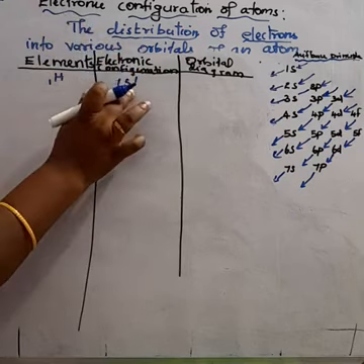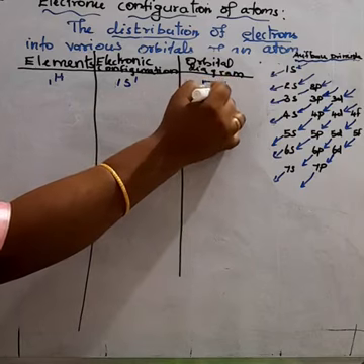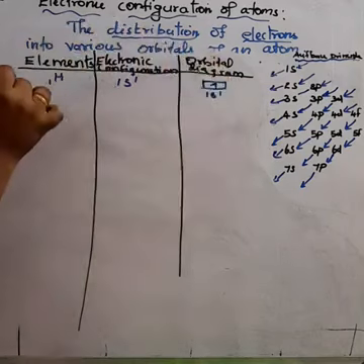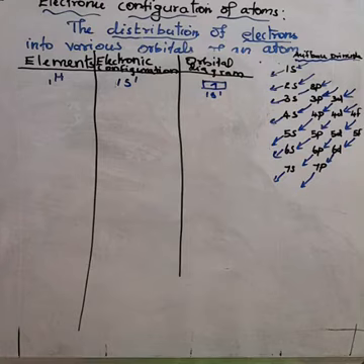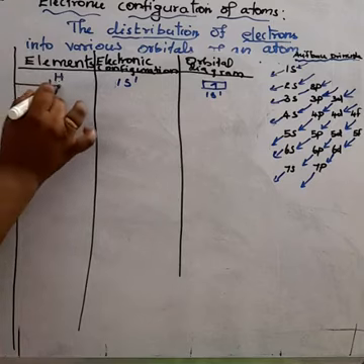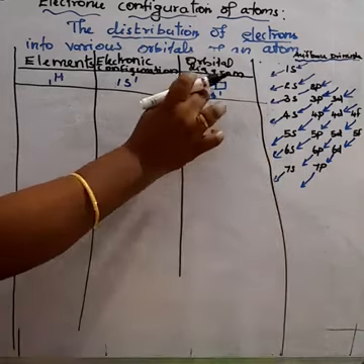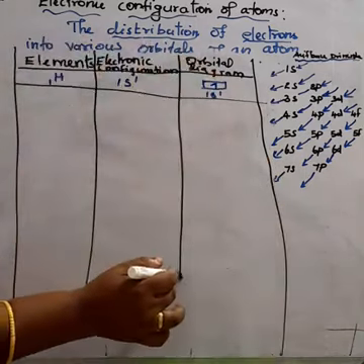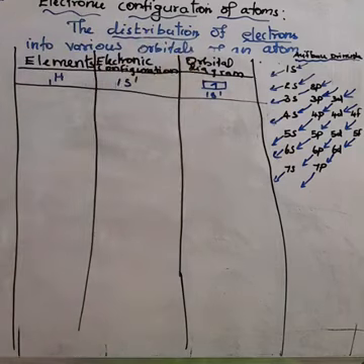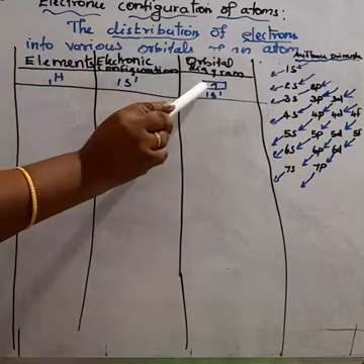1s1. What is the orbital diagram? In the s orbital there is only 1 electron. S means L value 0, which represents the s orbital. L value 0 means M value, the magnetic quantum number, is 0. So only one orientation is there in the s orbital. How many electrons are there here? Only 1 electron, which we can fill in up spin.